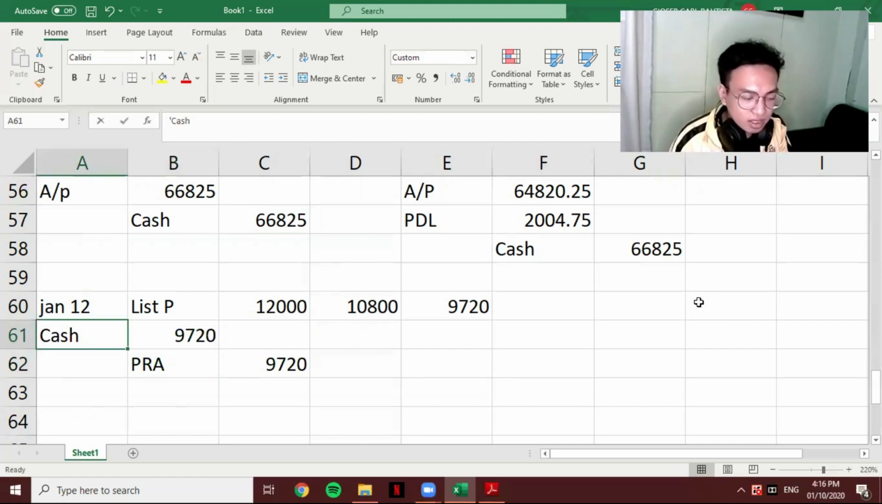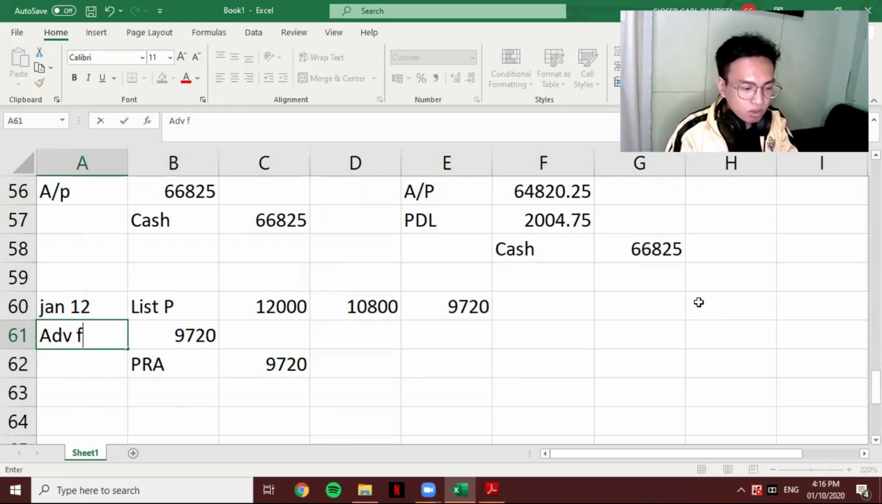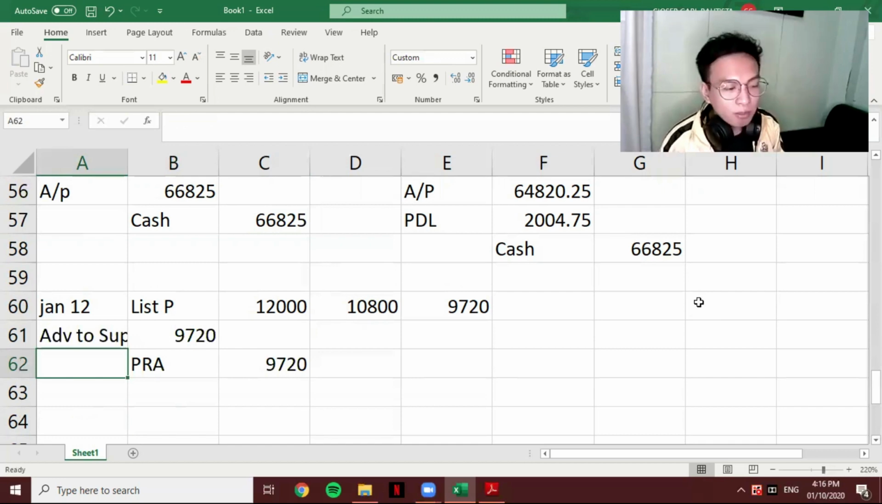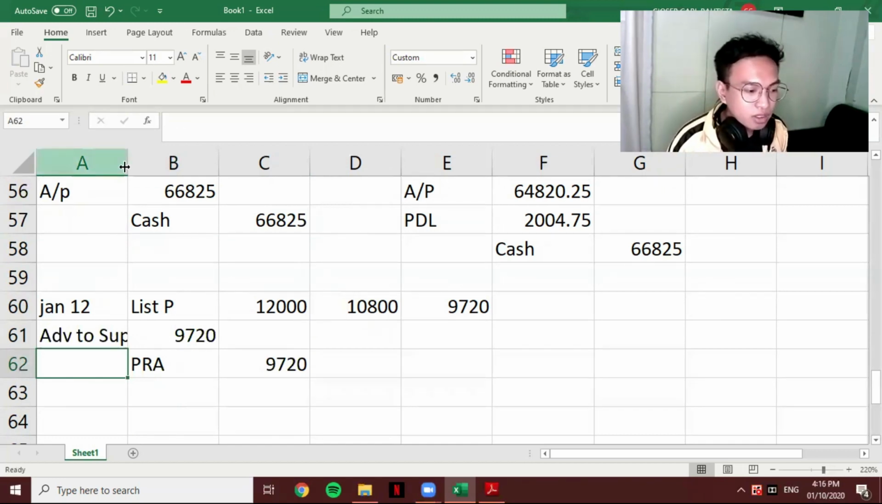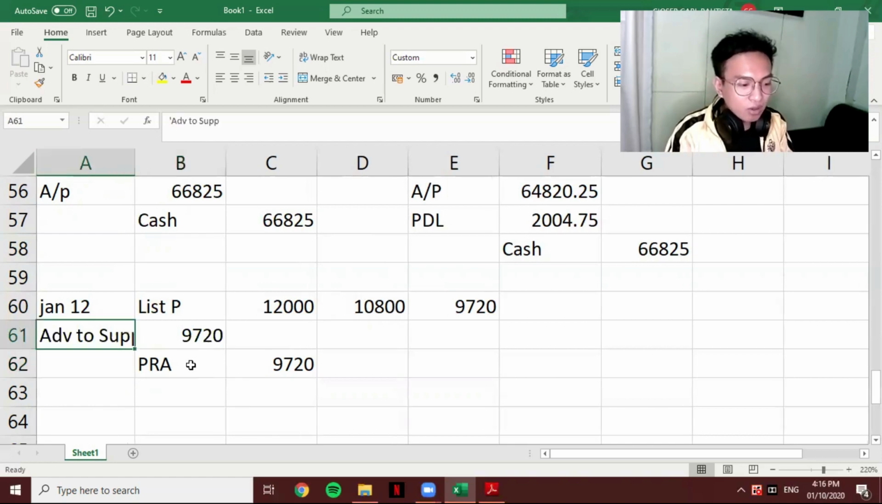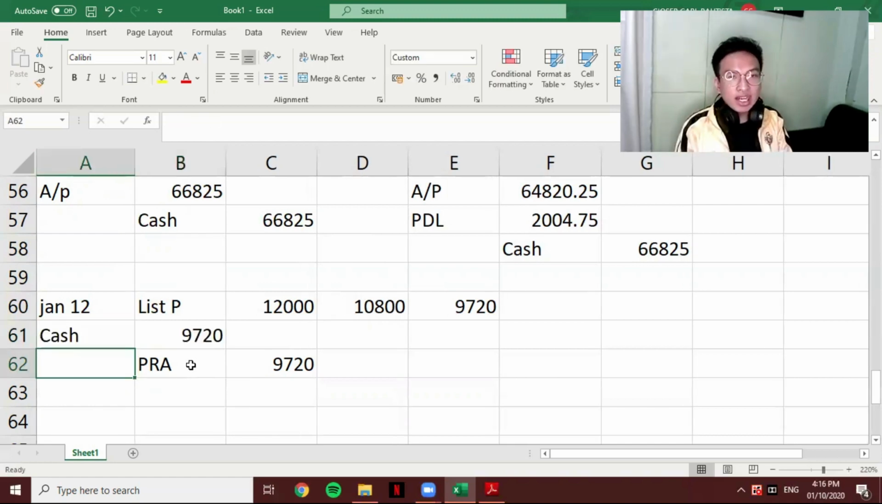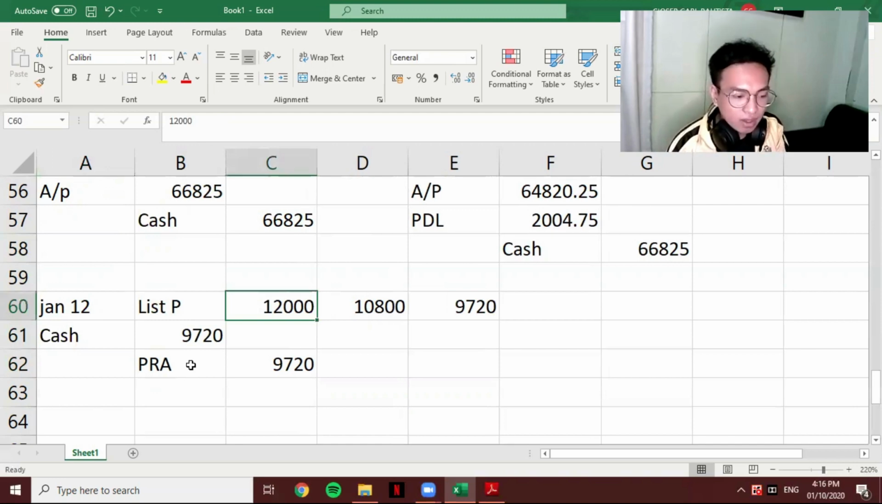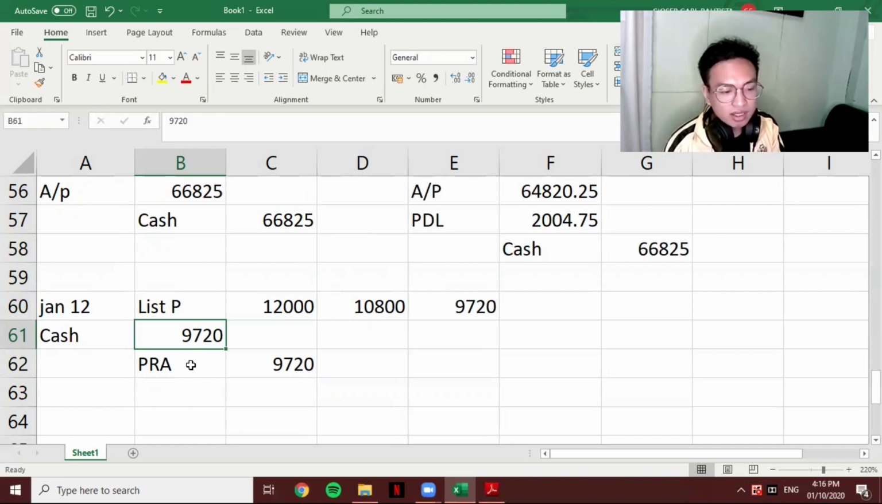Nagiging advances from suppliers natin siya, which is a receivable account from our suppliers. Yun siya. No? Pero sige, wag na natin guluhin ang ating buhay. Kunyari na lang, kaliwaan. Nung ni-return mo yung goods na list price of 12,000, you got cash amounting to 9,720 rin. Since hindi mo naman nakuha yung discount.